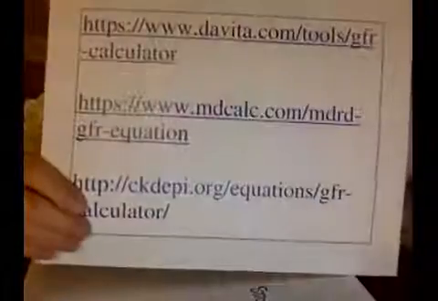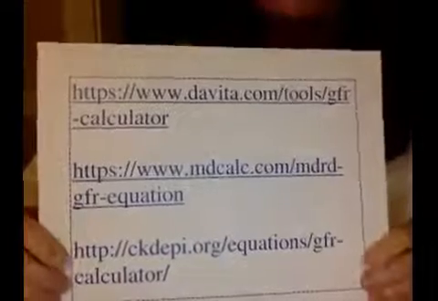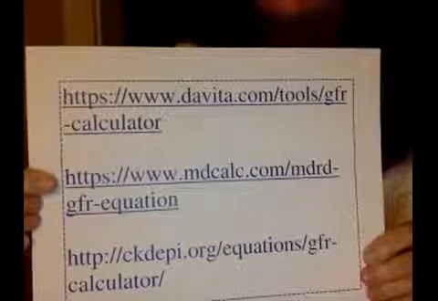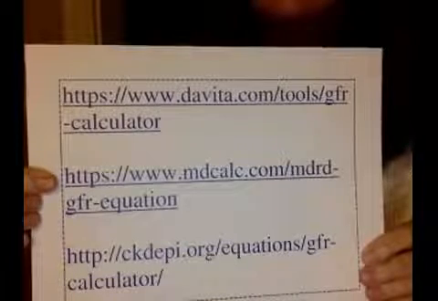So for nurses and others who would like to do an estimate of the GFR using some factors related to their patient, you can find these tools on several different websites. I used the one, MDRD, a research study in 2009 that developed this calculator that's widely accepted.